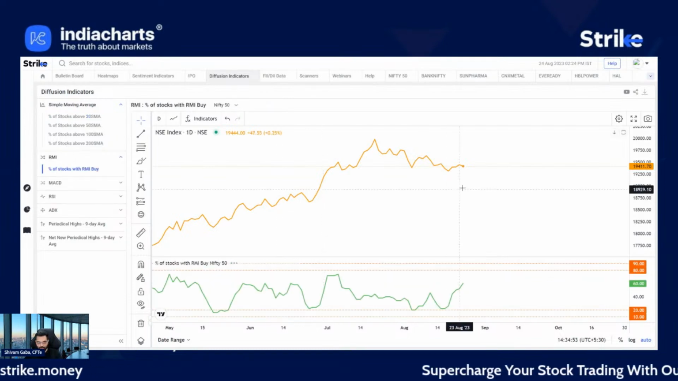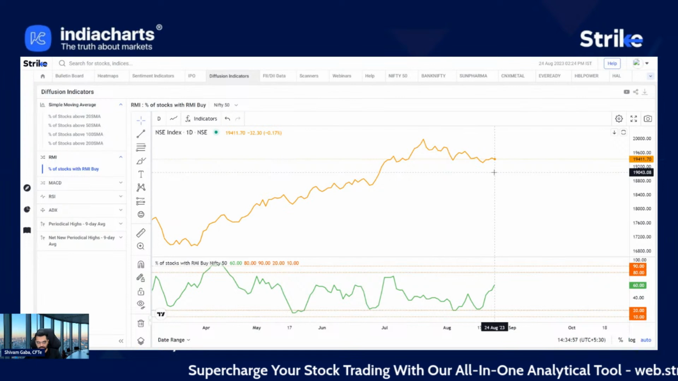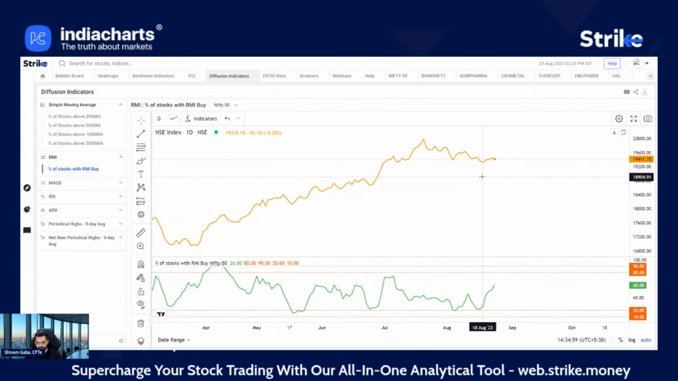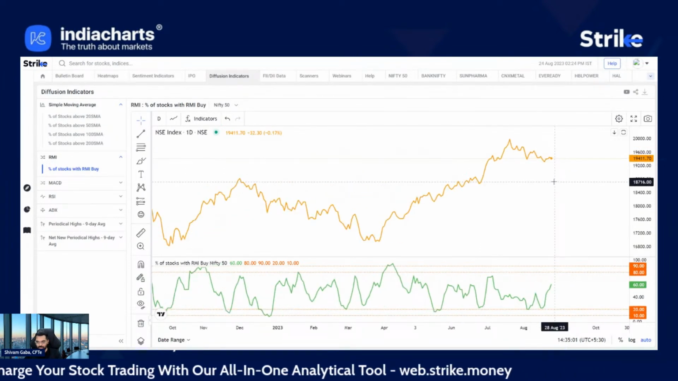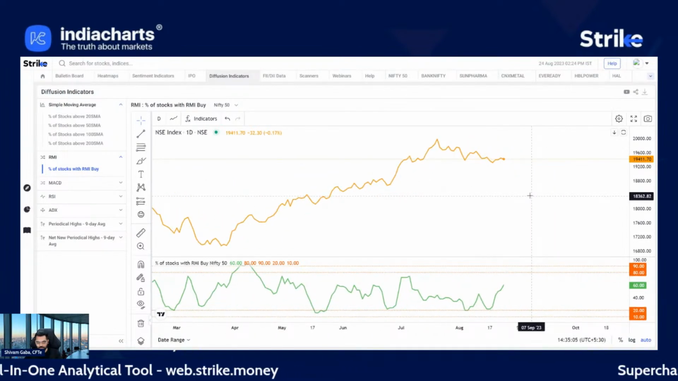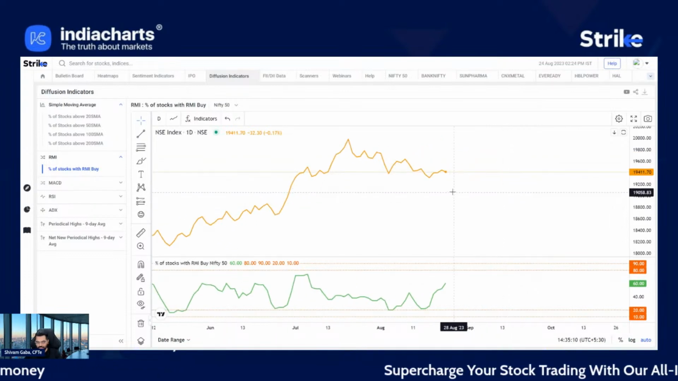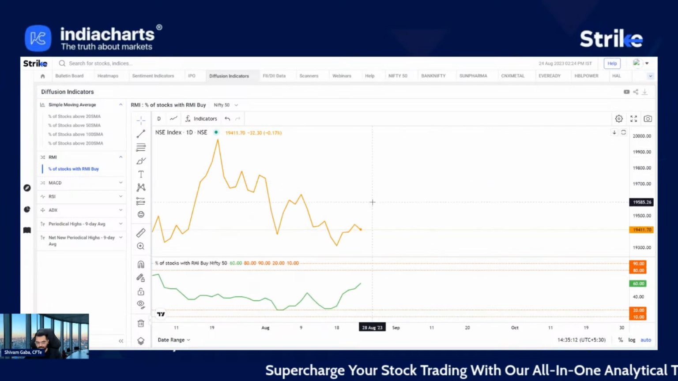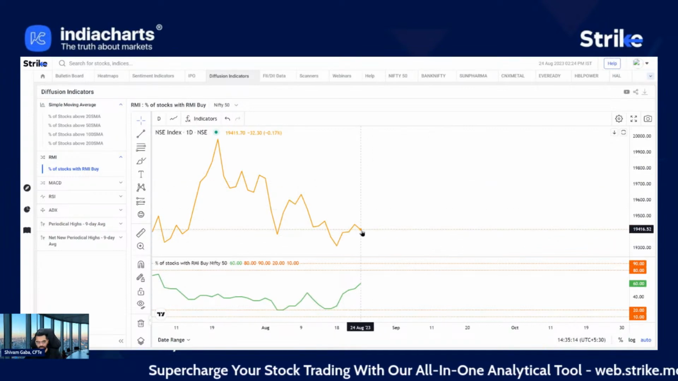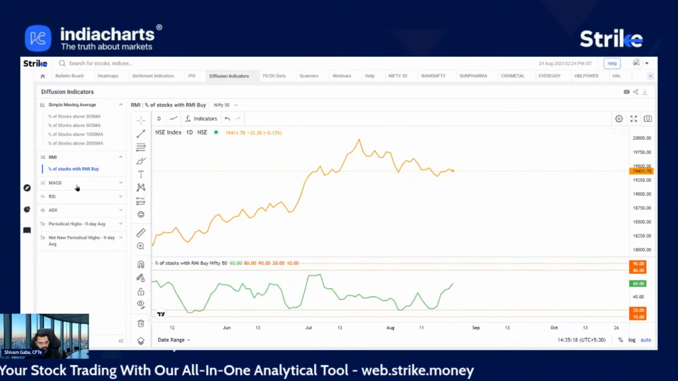In terms of stocks with RMI buy, this indicator has been continuously rising all the way from 20 levels, and right now it is at 60. So the number of stocks with bullish momentum signals is increasing. But still, the index, if we look only at the line chart, looks pretty much flat. It opened a lot higher today, but wasn't able to sustain there.